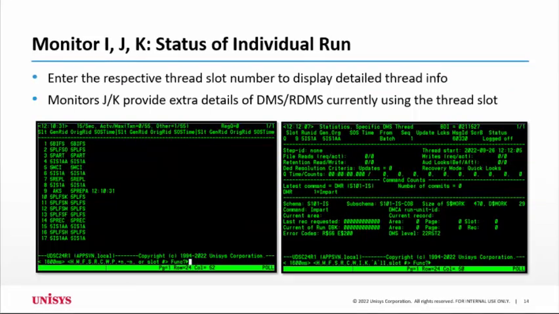Monitors I, J, and K begin with a summary screen that displays all initialized thread entries, showing the slot number, original and generated run IDs, and the start of step time. When you enter one of the slot numbers associated with a thread entry, you open a detailed view for that thread. In the detailed screen for Monitor I, you see various counts for all of the logical data managers in use. Choosing Monitor J or Monitor K instead provides extra information for Data Management System, or DMS, activity and RDMS activity, respectively, in the detailed views.